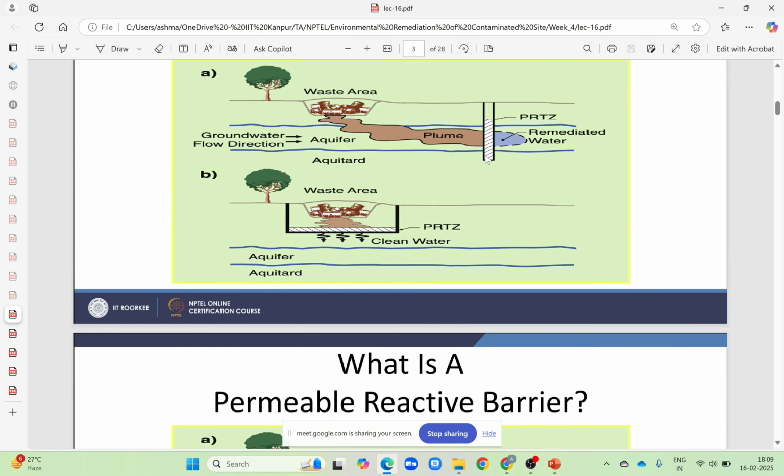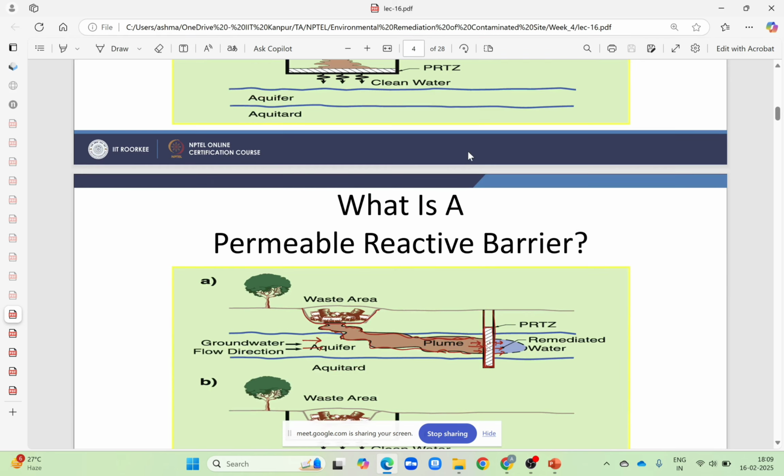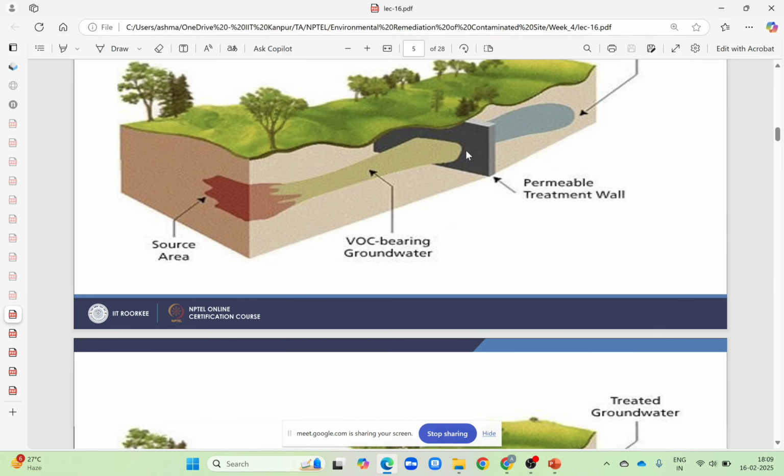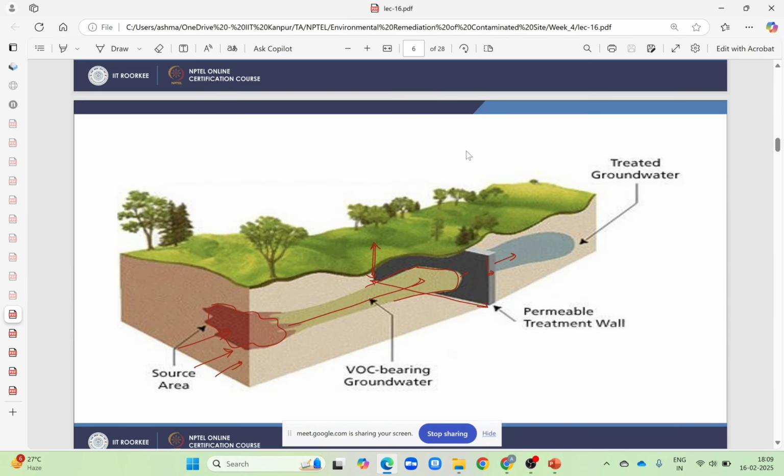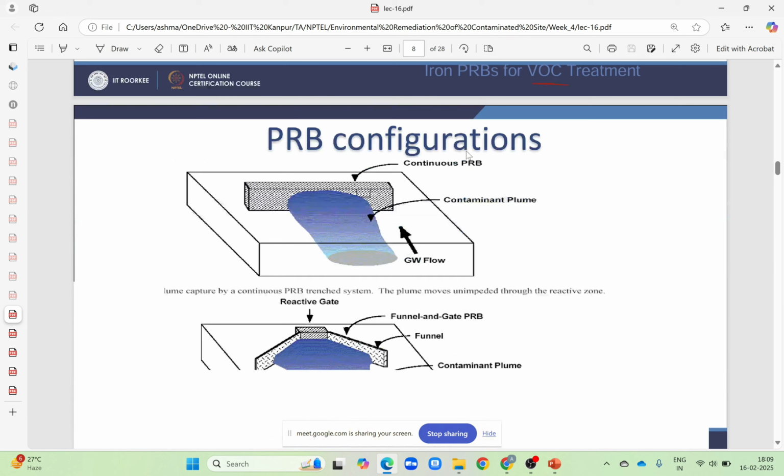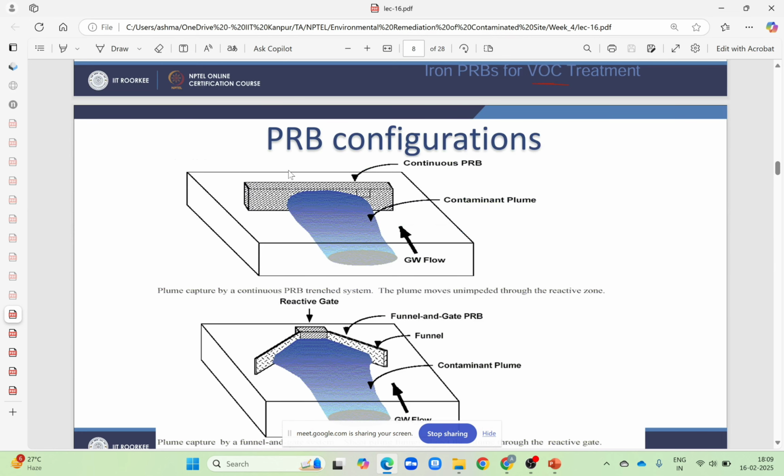So as I have told, the PRB can be installed where there can be some material or compounds in the barrier layer where the pollutant is removed and the clean water goes further. There are different types of PRB. So basically, this is the configuration of the PRB.